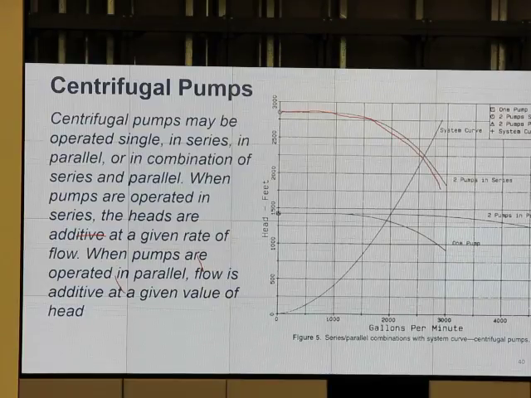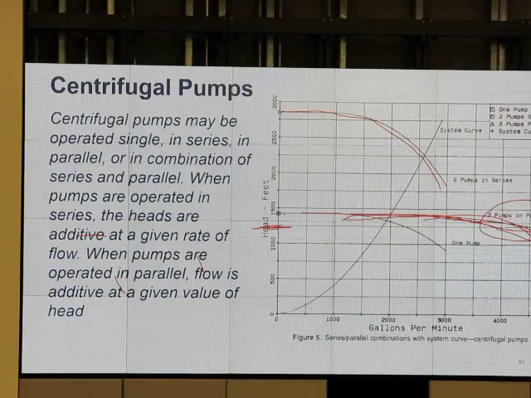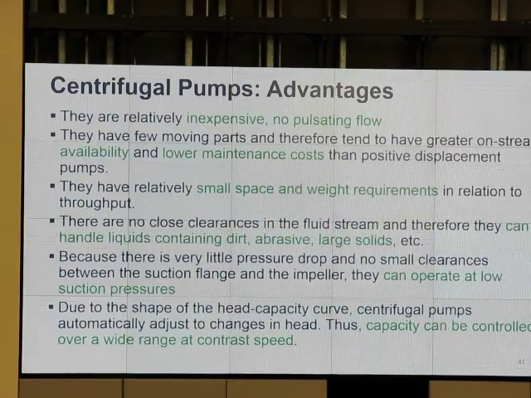So if we put two pumps in parallel, we can have more flow rate. So the pump curve tells us that it will be more flow rate at the same restriction. The vertical axis is the head of the restriction. Advantages, disadvantages, we talked about it briefly.